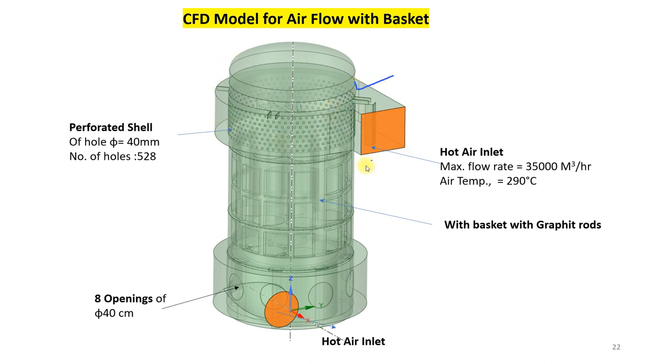This is the preheater with the basket. This will be a more complex problem compared to the case without the basket. Air enters through the inlet section. It distributes to the circular passage, then passes through the basket, then air passes through the bottom circular hole, then it gets exhausted from the outlet. Other geometrical and flow parameters are the same, which we discussed previously.